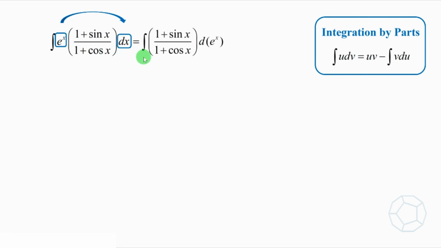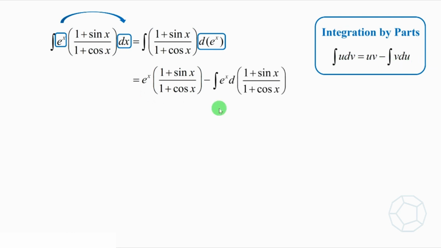Therefore, the integral is equal to the integral of bracket 1 plus sine x over 1 plus cosine x, the bracket, e to the power of x. Comparing with the formula of integration by parts, u is equal to the fraction and v is equal to e to the power of x. The first term is a product, e to the power of x times bracket 1 plus sine x over 1 plus cosine x. The second term is the integral by swapping u and v, which is the integral of e to the power of x, the bracket, the trigonometric function.